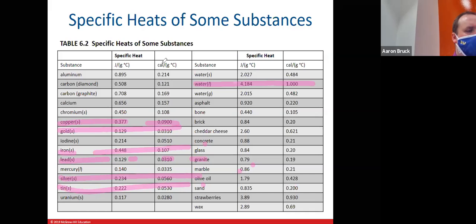0.3, 0.12, 0.129, 0.234, 0.222. What does that tell us overall about metals, again, versus water in terms of their ability to heat up? What does specific heat tell us about that? Well, the smaller the value of specific heat, the less energy is going to be required to increase its temperature.